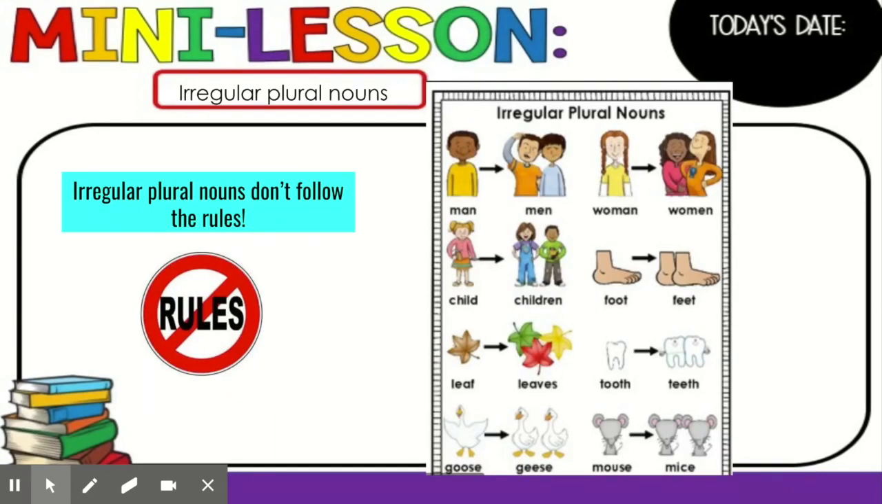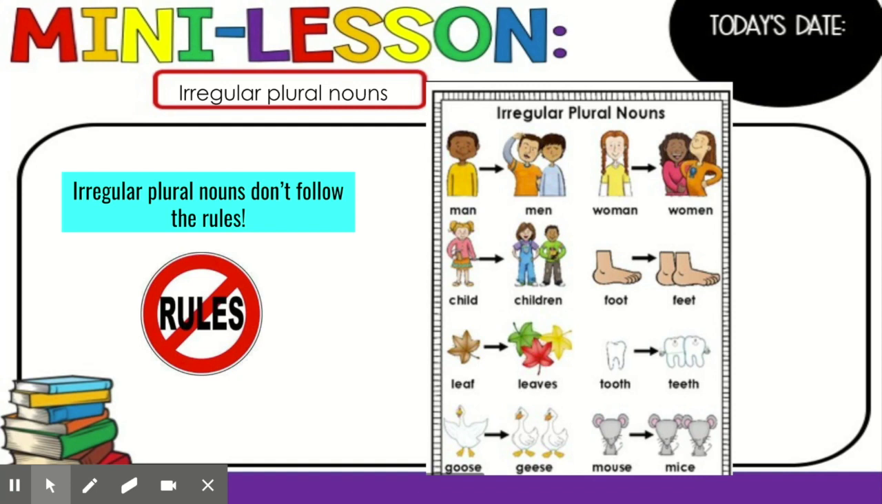So last week, we learned the rules of plural nouns. We learned when to add an S and an ES to a noun to make it plural. Irregular nouns do not follow these rules. Irregular nouns require changing how we spell the plural noun in other ways besides adding an S or ES to the end of the word.